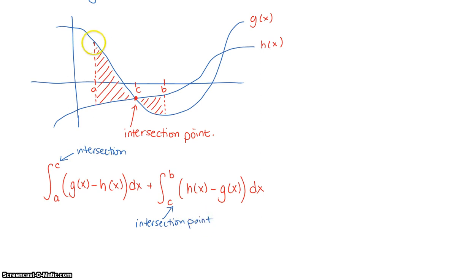So then we have here where g of x is above, subtract h of x where it's below, to here where h of x is above and g of x is below. So you can see the order here is changed based on which one is above.